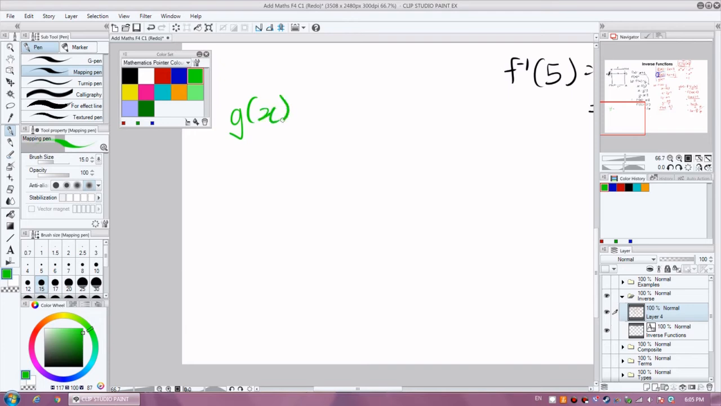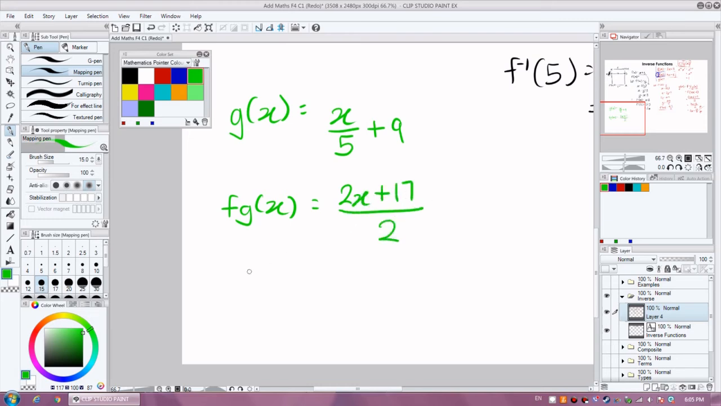Let's say g(x) is x over 5 plus 9, and fg(x) equals, let's just say, (2x plus 17) over 2. So they want us to find f(x).